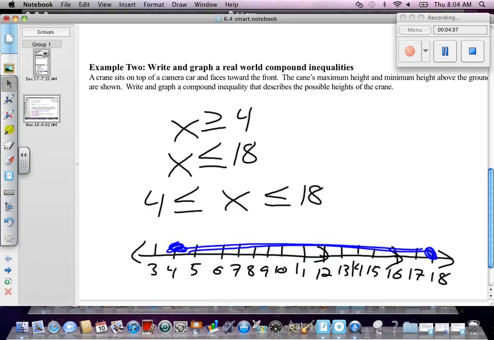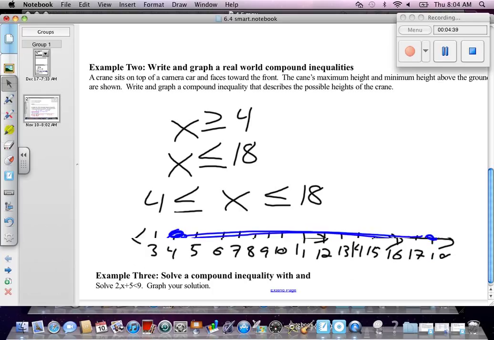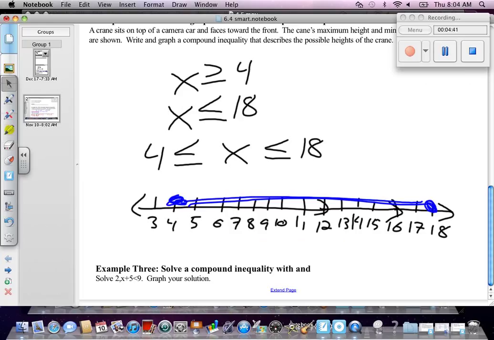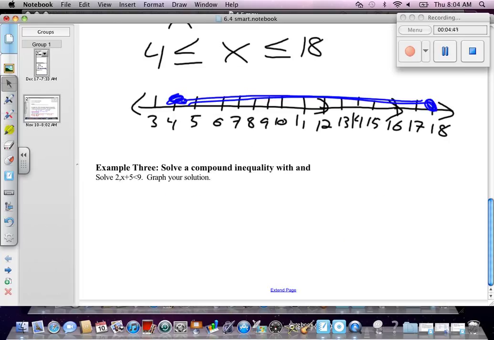Okay, let's turn it over and look at example 3. All right, there's another typo in here. This should say 2 is less than x plus 5, which is less than 9. Because it happens. Sorry. All right, so what I'm going to do is separate these two into two inequalities because it confuses me when it's just one.